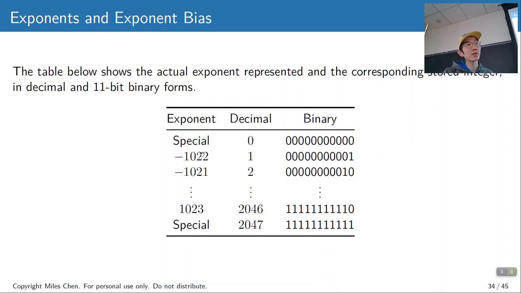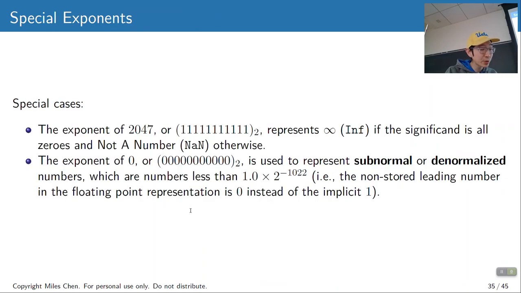I take this number and I subtract off 1,023, and then the very largest value I can represent would be 2046 minus 1,023, which is 1,023. It feels a little bit funny. I'll cover this in our mini floating point representation. The case of all ones is a special case. We use that to represent numbers like infinity and NaNs. And then the case of all zeros is a special case, and we use that to represent subnormalized or denormalized numbers, which I'll cover in Friday's lecture.